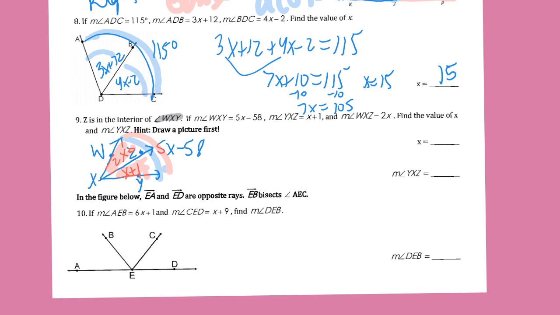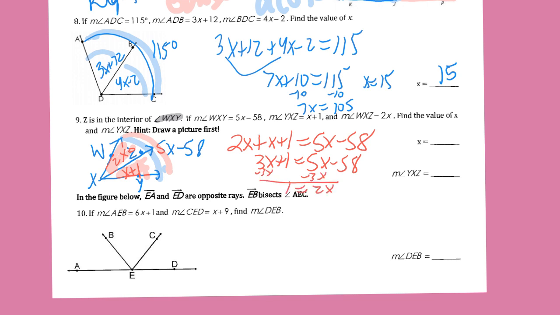So we will add up 2x plus the x plus 1, and we're going to get 5x minus 58. Combine like terms, you get 3x plus 1 is equal to 5x minus 58. Let's minus 3x from both sides to get the x terms to the same side. You get 1 is equal to 2x minus 58.